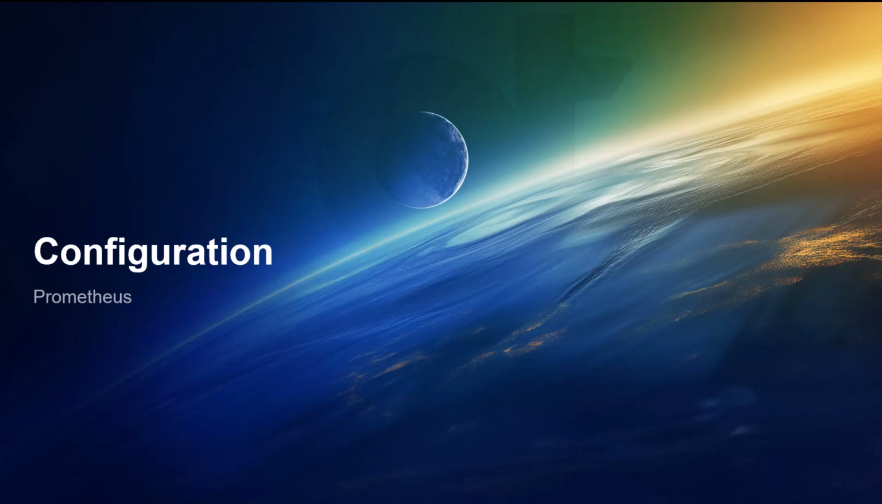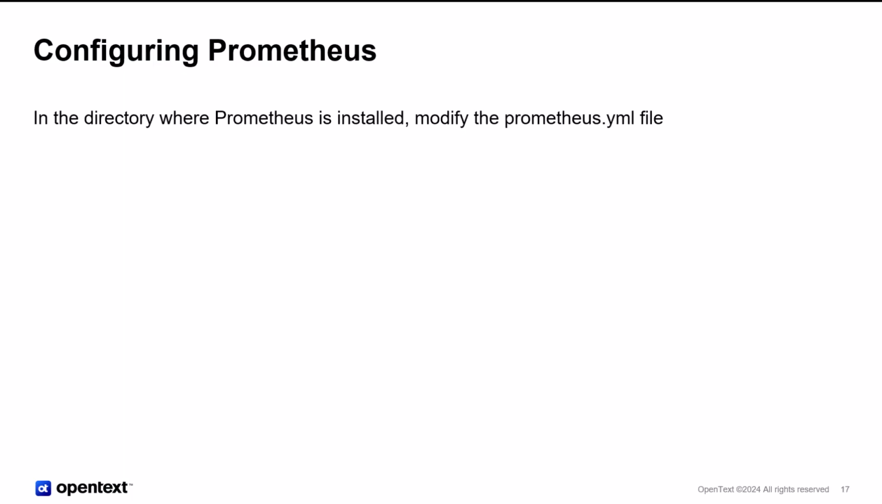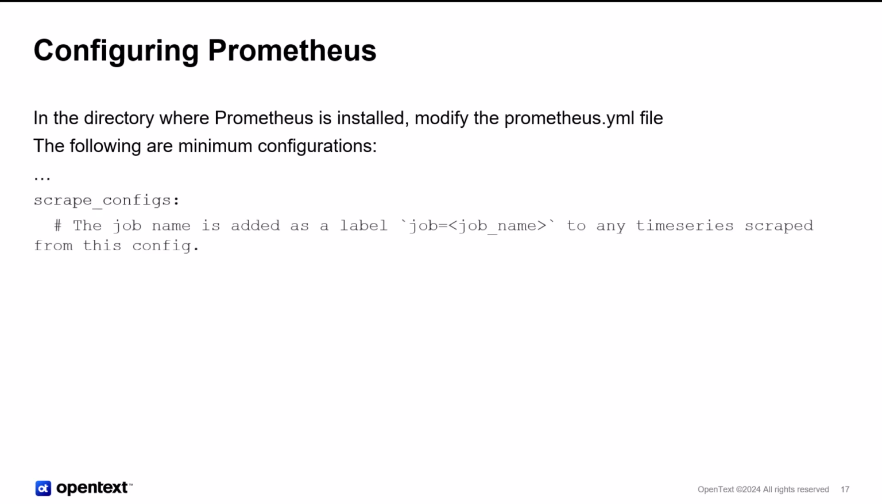Now we're going to discuss the configuration of Prometheus. So in the directory where Prometheus is installed, modify the prometheus.yml file. I have some minimum configurations listed here below. They are all under the scrape configs section.